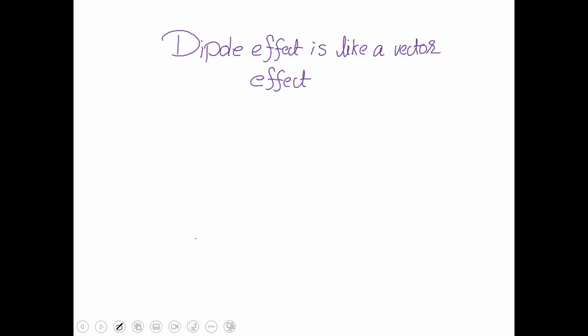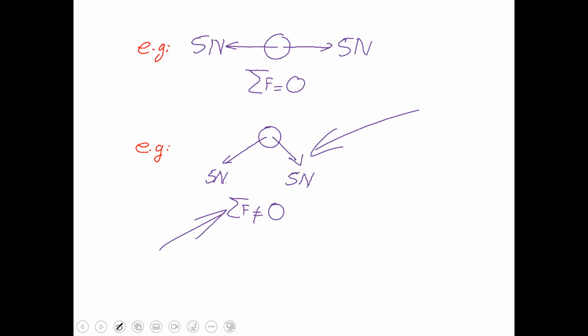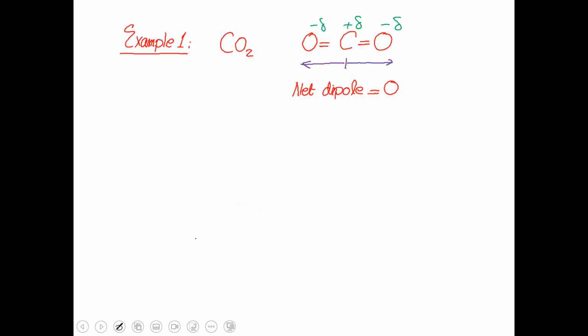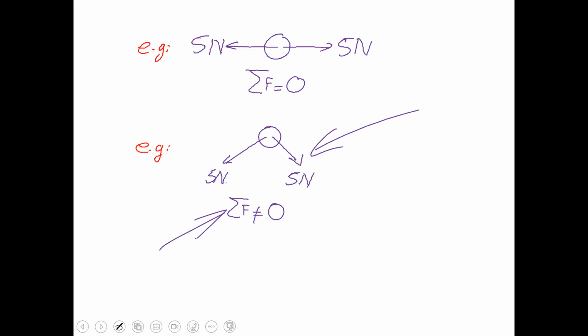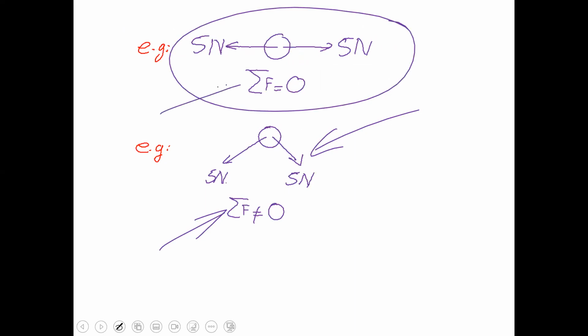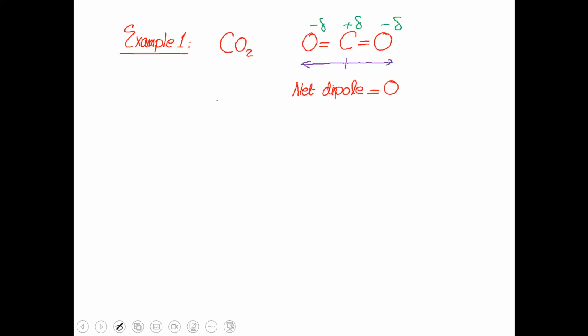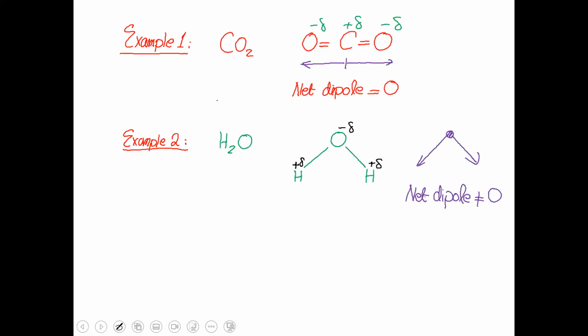So dipole effect is like a vector effect. Now see this example, CO2. There are two dipoles and the resultant dipole is zero. Why is the resultant dipole zero? Because the two forces are acting in the same line and opposite direction. So carbon dioxide is overall a non-polar molecule. Look at this, the dipole is not zero.